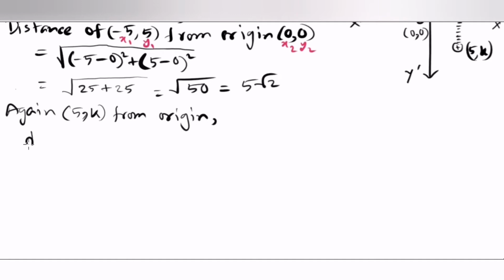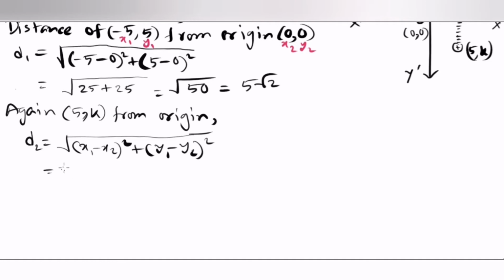What is going to be the distance? Suppose the previous one was d1 and this one is d2. The same way, the formula is the square root of (x1 minus x2) whole square plus (y1 minus y2) whole square. Now consider the same way. For this case, this is our x1, k is x2, and the origin's coordinate is (0, 0), so x2, sorry, this one was y1, I slightly mistook, this is y2.